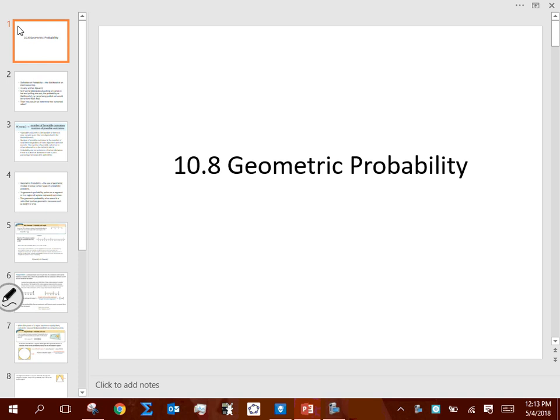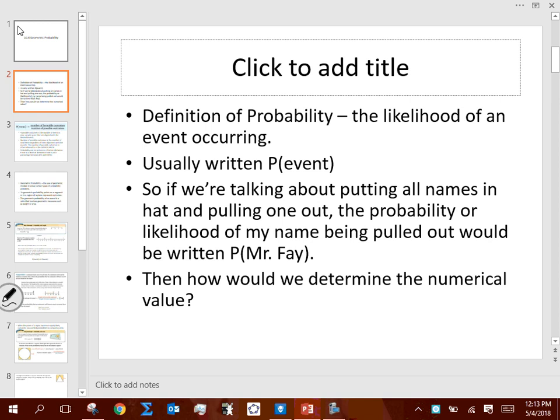We're asking maybe, what's the probability that I pull out Cameron's name, followed by Gage's name, followed by not Chandler's name? Those are maybe difficult probabilities that we have to deal with. Geometric probability is not that complex, okay?